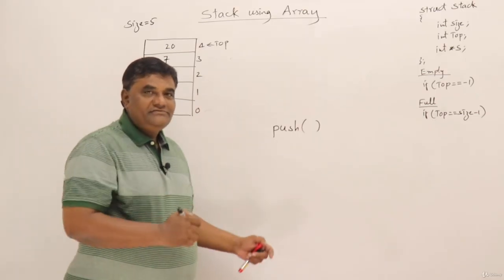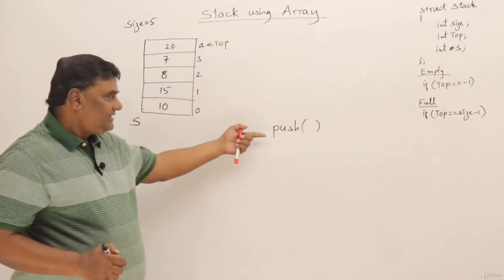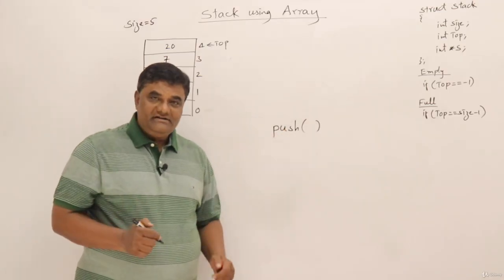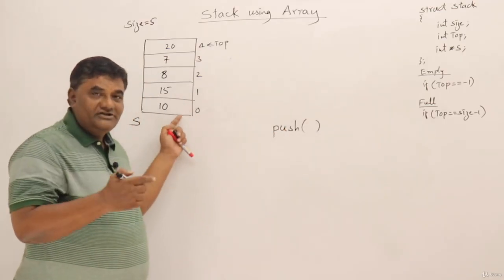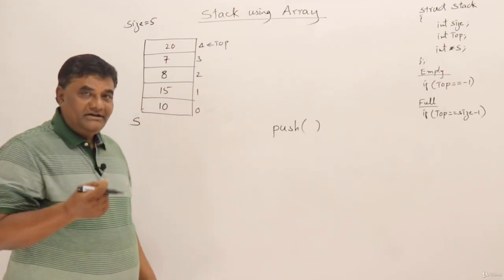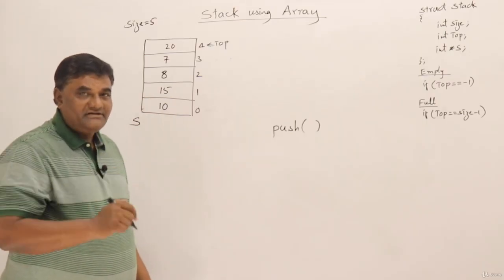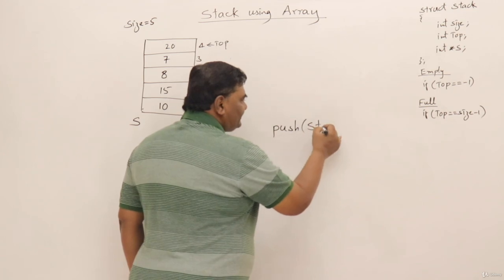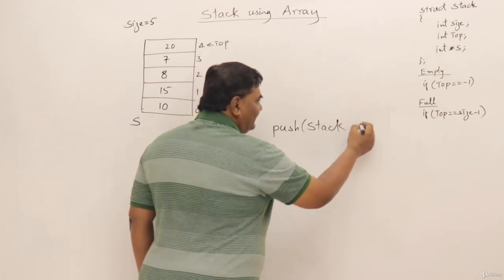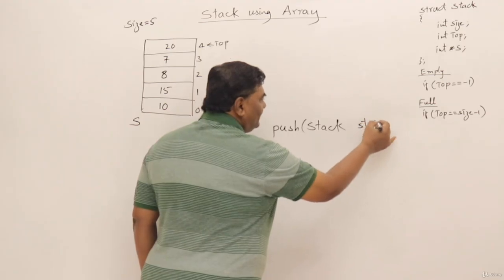Now let us write a function for performing push operation. Push is the function name. What are the parameters it needs? It needs a stack in which we want to insert an element and what the element we want to insert. So two parameters are required. First one is stack type, that is this type of structure. Let us take it as st and also a value.